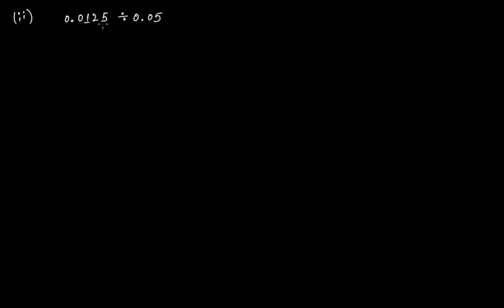This is 0.0125 divided by 0.05. So 0.0125 can be written as, since after the decimal point we have 4 digits, 125. I'm ignoring the 0 because we don't need that, because it would be the same thing as 125. So 125 divided by 4 zeros, that is 10,000.